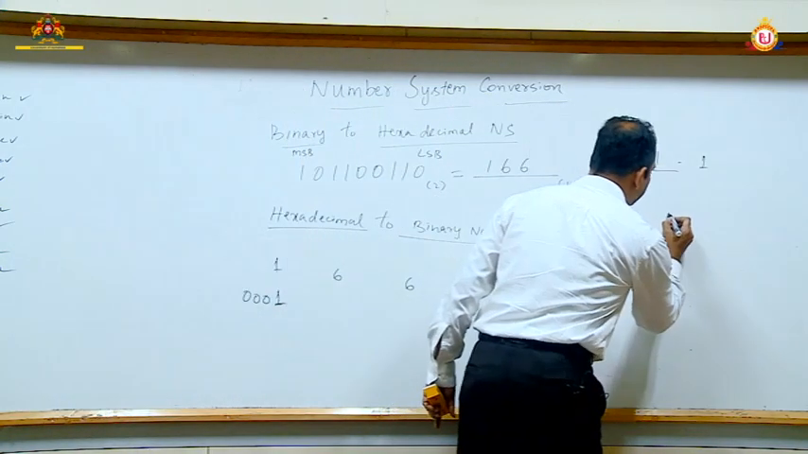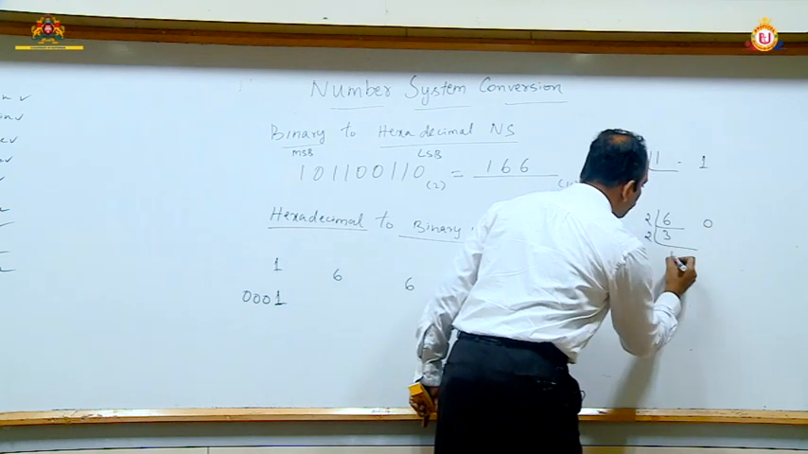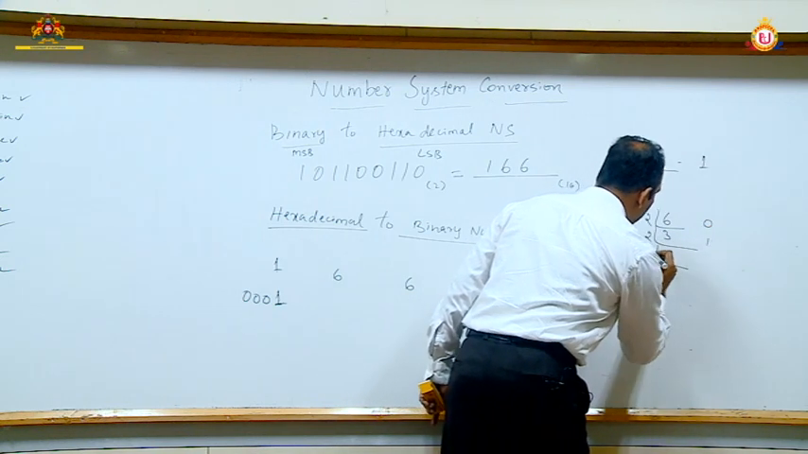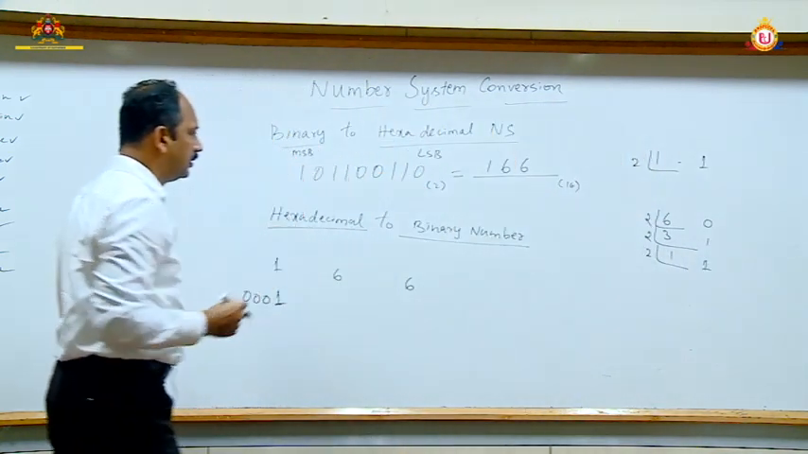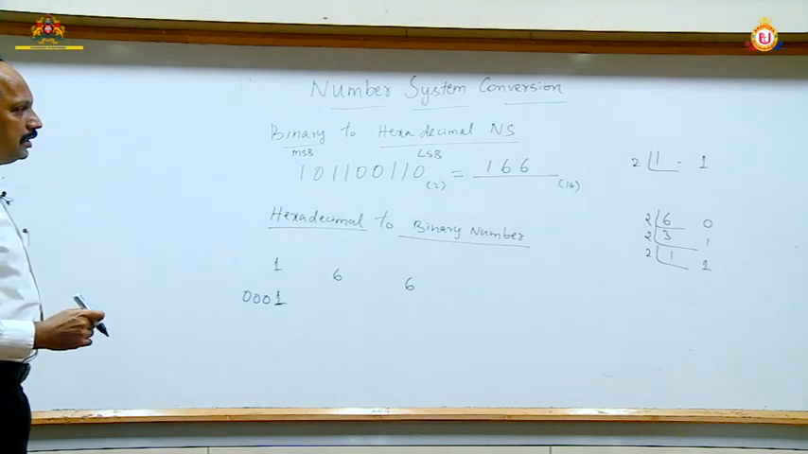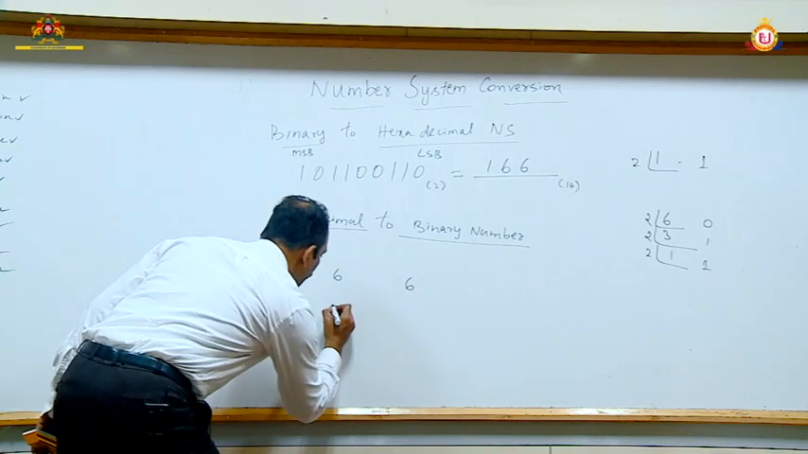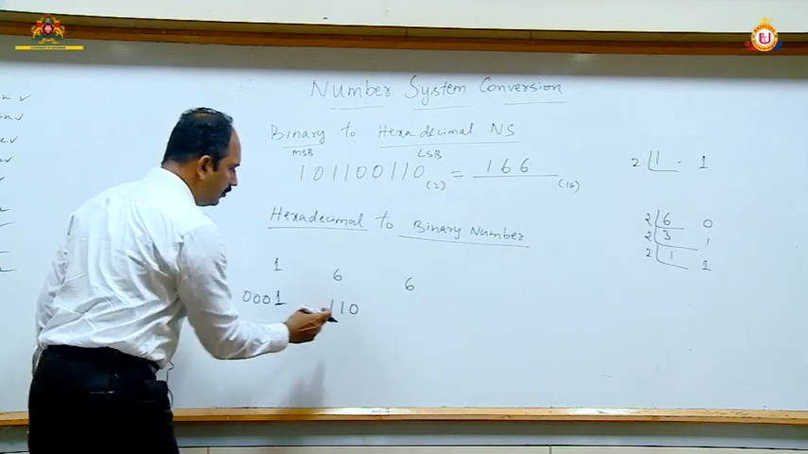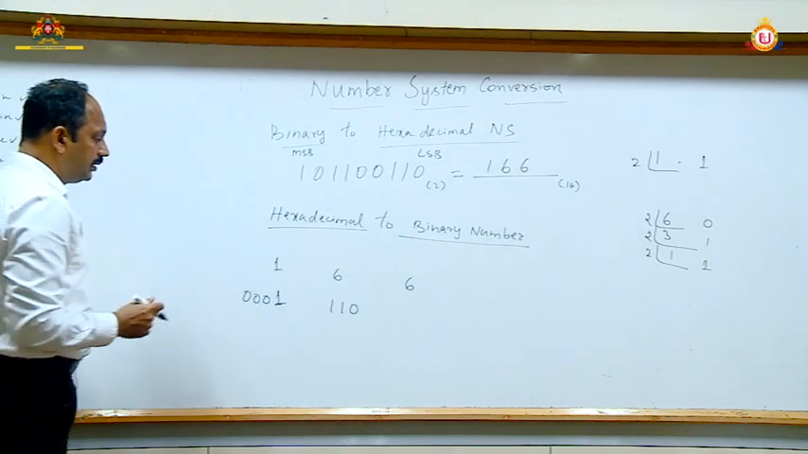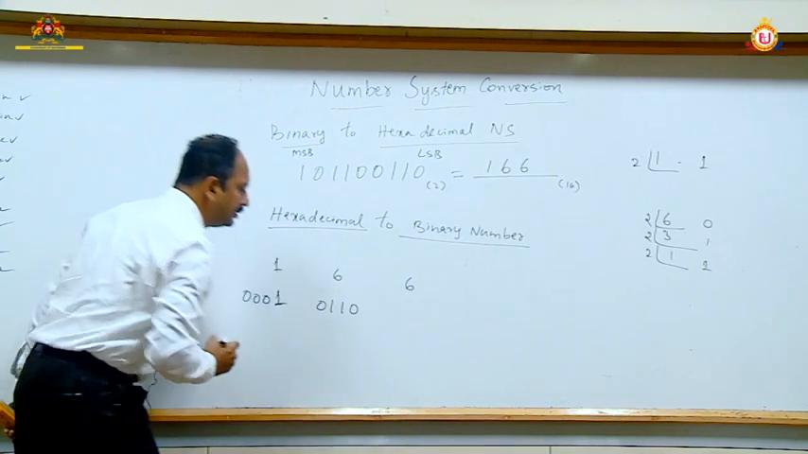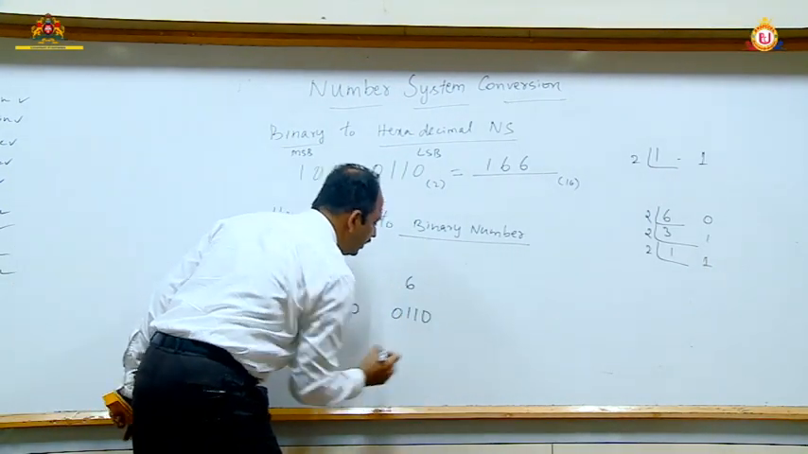The next number is 6. 2 3s are 6, remainder is 0. 2 1s are 2, remainder is 1. And 1 cannot be divided. It is better as it is. So the result of this is 110. But we don't have the fourth bit. To make it the fourth bit, we can prefix 0. The other digit is also 6, we can rewrite as it is.